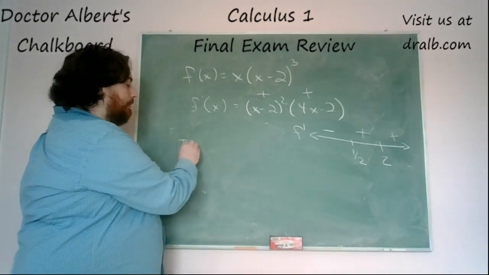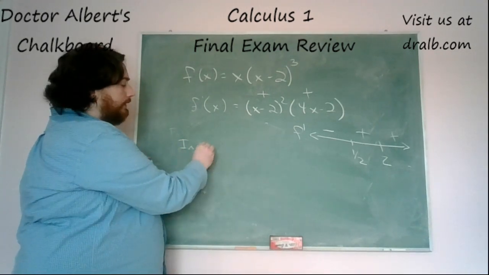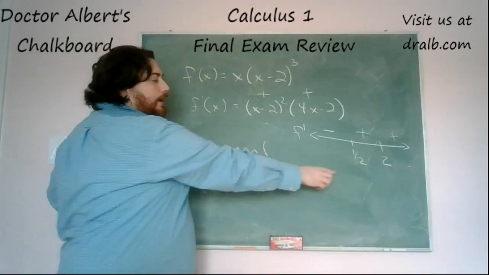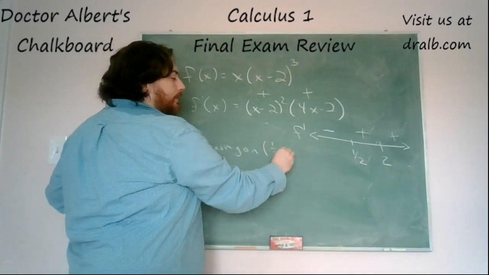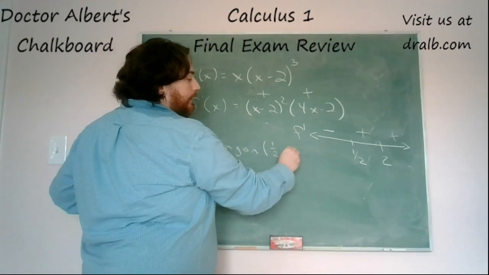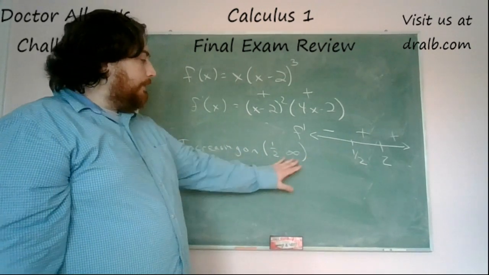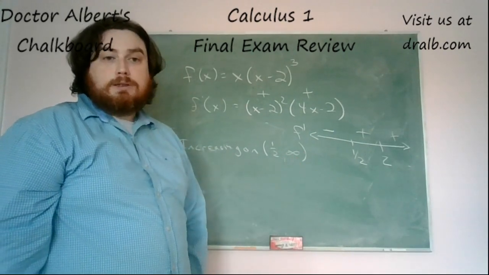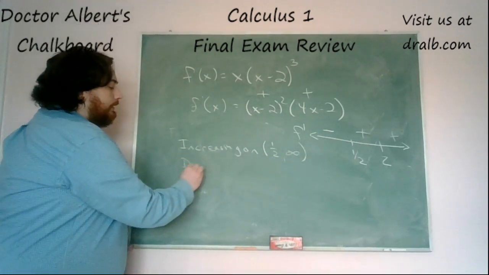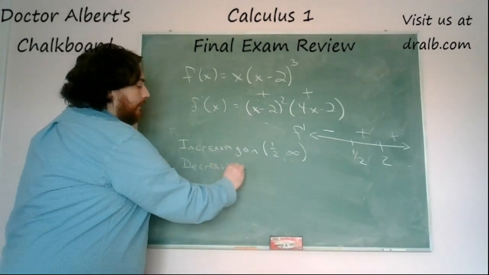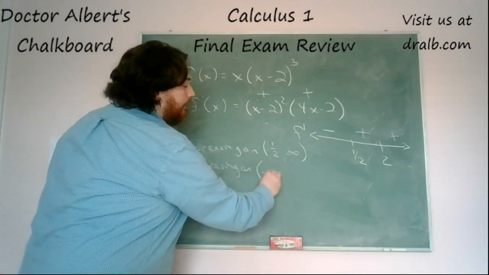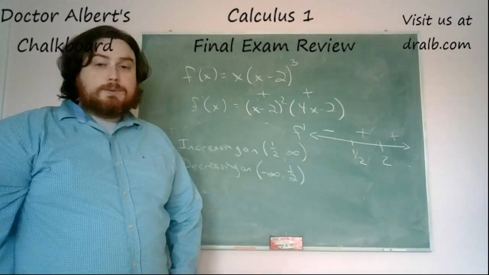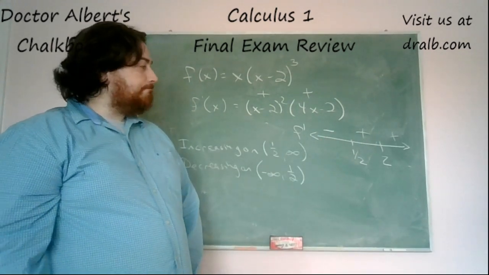Well, this function is going to be increasing if my derivative is positive. So it is increasing on 1/2 to 2 and 2 to infinity. I'm going to write that as 1/2 to infinity, but if you want to say 1/2 to 2, and 2 to infinity, that's okay too. Now it's going to be decreasing on negative infinity to 1/2. So that's where it's increasing and decreasing.